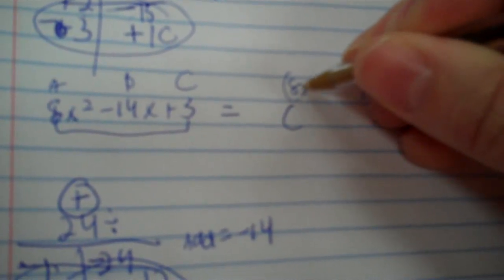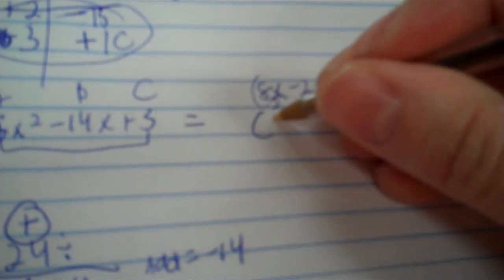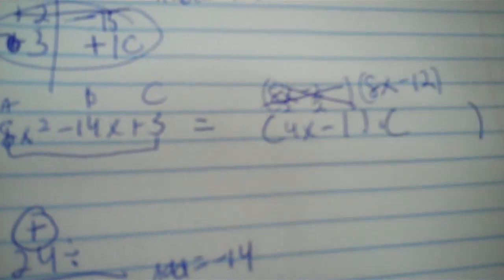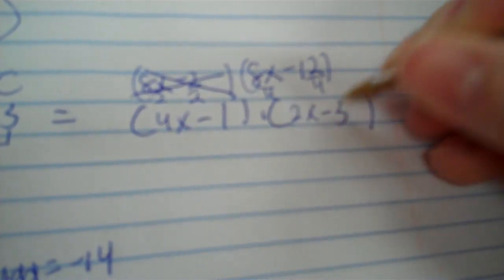Okay, again, your a is not a 1, so you need to make 2 parentheses up here, so you can go 8, 8, x, x, minus 2, minus 12. Then you don't stop there, you've got to divide down. So 2 and 8, I would divide both of those by 2. That would give me 4x minus 1. 8 and 12, you divide by 4. So 2x minus 3.